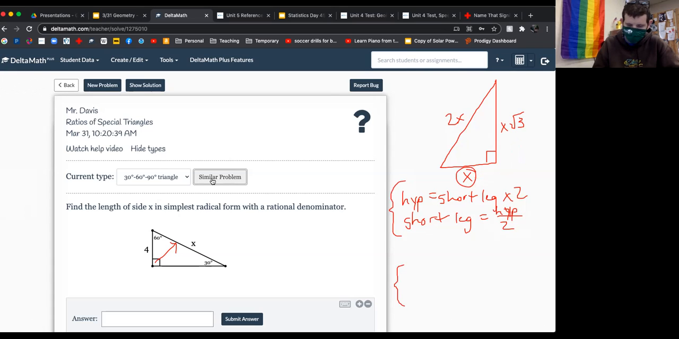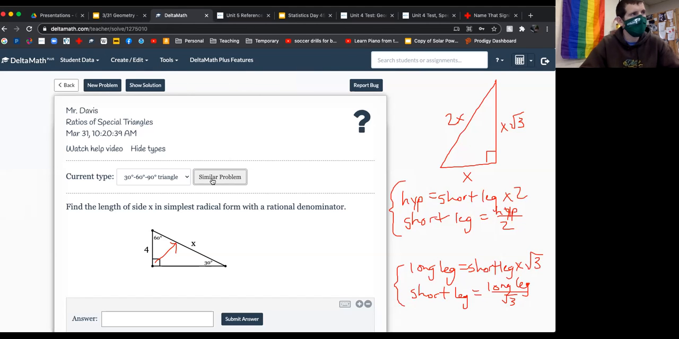So the long leg equals the short leg times the square root of 3. And vice versa, the short leg equals the long leg divided by the square root of 3.